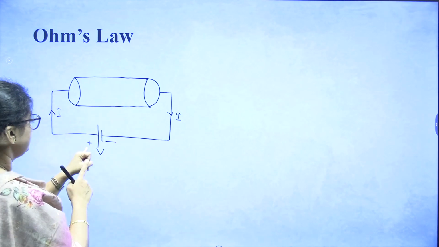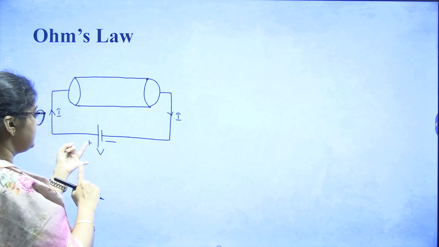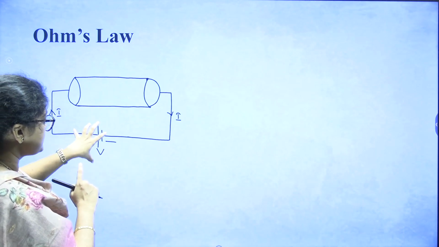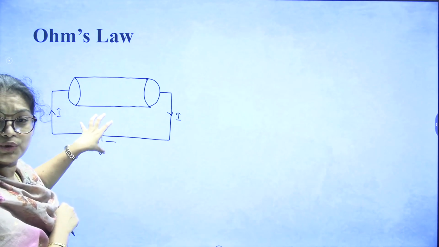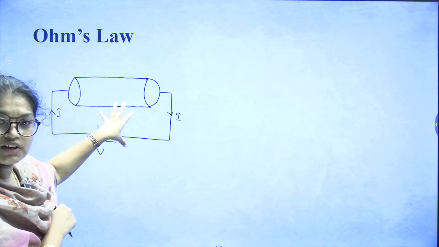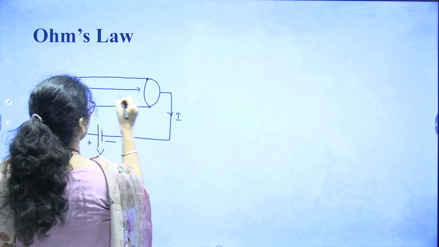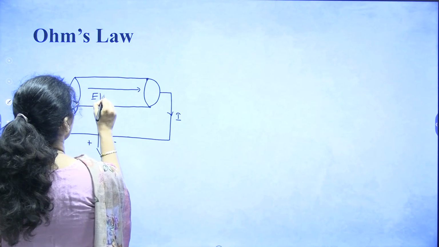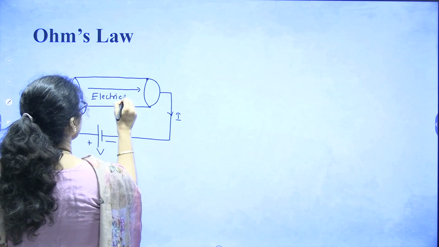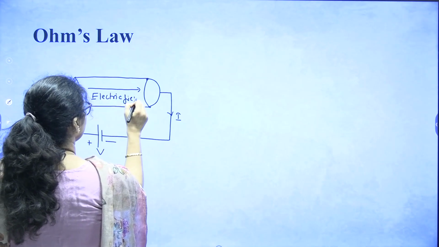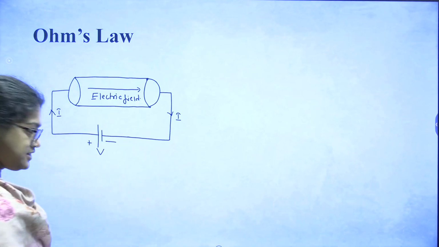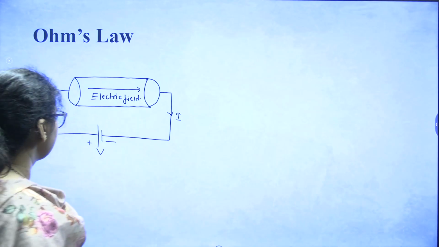Now from this diagram, what can we say? By using a battery, some voltage has been created here. Due to this voltage, the current has also been generated. Now what will happen? An electric field will also be created. Yes, an electric field will be created.